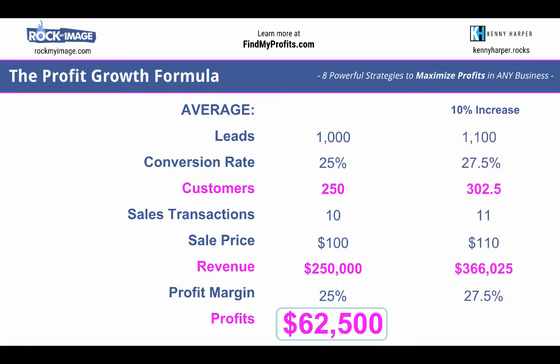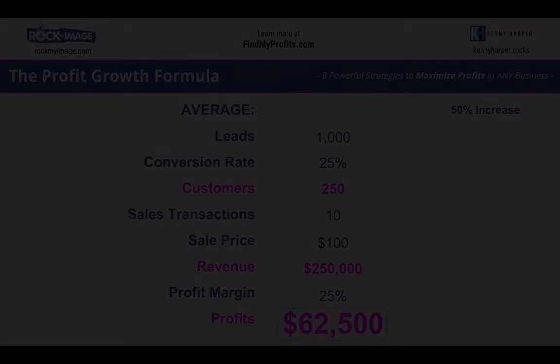Just 10% down the line, increasing the average number of leads, conversion rate, sales transactions, sales price, and profit margin comes close to doubling the profits. So it's just a measly 10% increase in each of those areas. With time, energy, focus, and attention, that can easily be done.